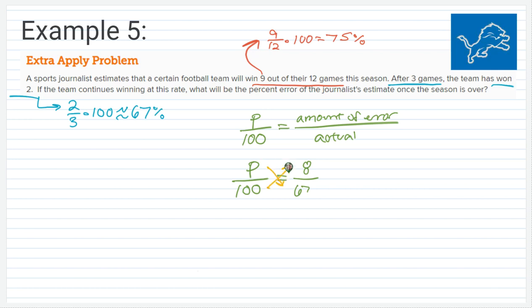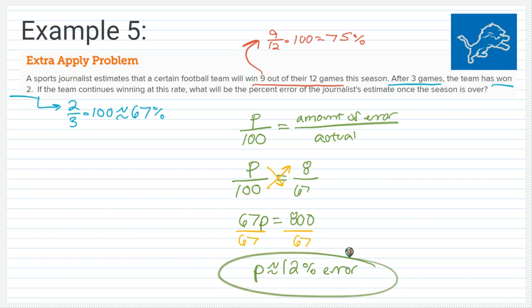So 67 times p is going to be 67p. 8 times 100 is 800. And then last step is to divide both sides by what p is being multiplied by, in this case 67. And we're going to find that our percent is approximately equal to, we're going to say 12% in this case. Ends up being 11.94 again and some change. So we'll just round to the nearest whole percent since we did that earlier with our winning rate, and we get 12% error. And that's it for percent error using a proportion to solve those types of questions.